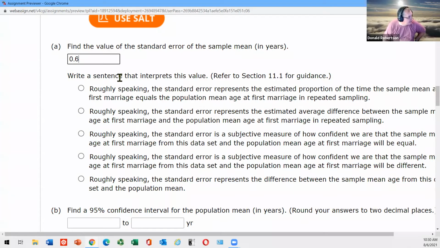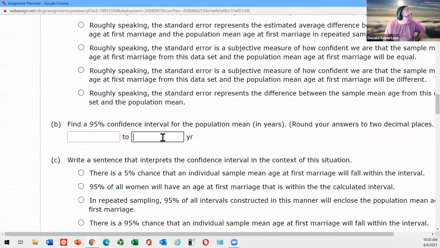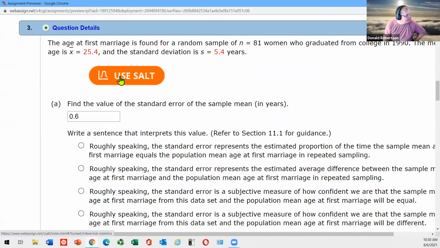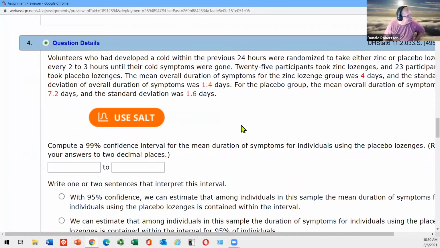And then they say, write a sentence that interprets the value. And I'm just going to let you read over that and figure out what that is. And then they do a 95% confidence interval. So I'm not doing this, but couldn't I go back there, hit SALT and go through it, and this time read off the lower and the upper value, and that would be my confidence interval. So it wouldn't change. And a little sentence about what this means.